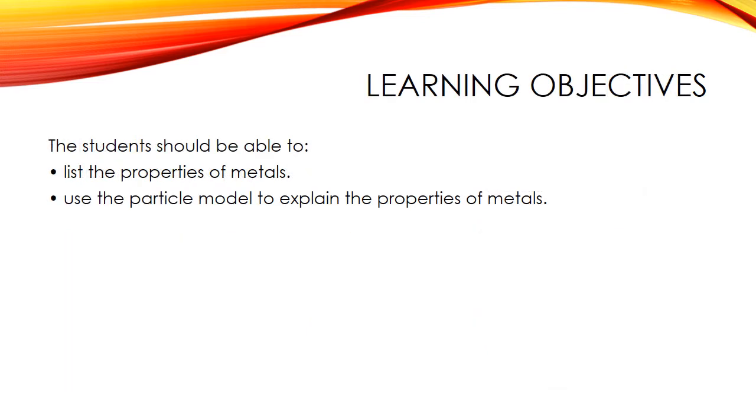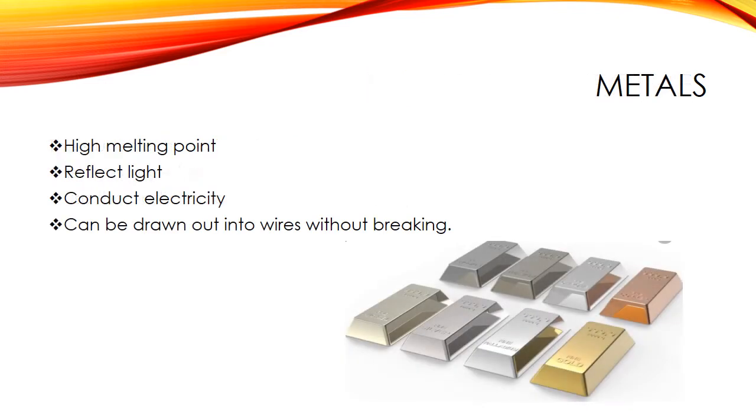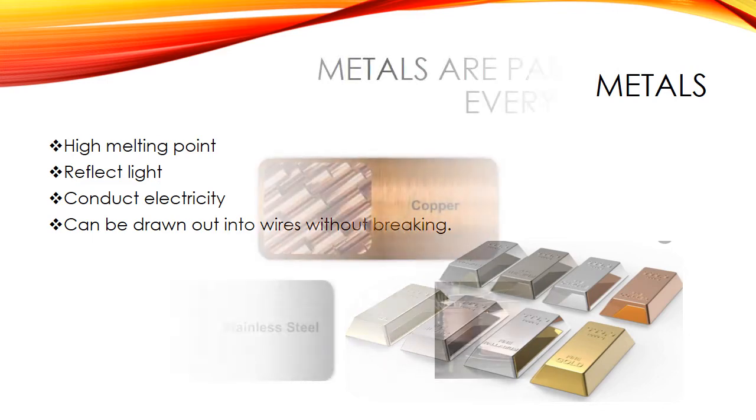Learning objectives of today's lesson are: the students should be able to list the properties of metals, and use the particle model to explain the properties of metals. Dear students, metals have high melting points and can reflect light, conduct electricity, have their shape changed, and be drawn out into wires without breaking.